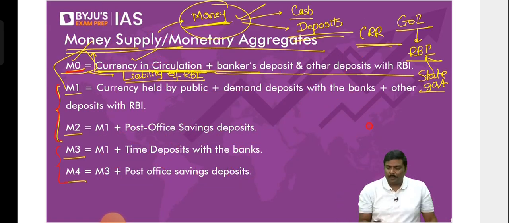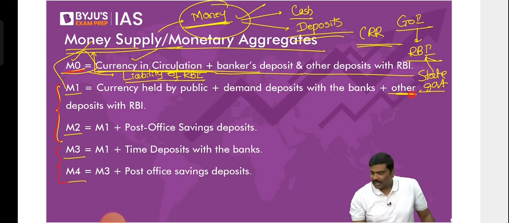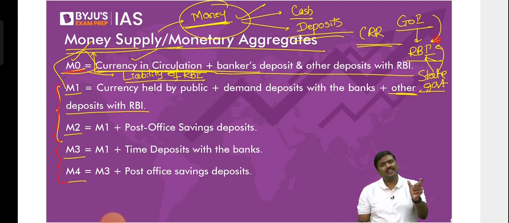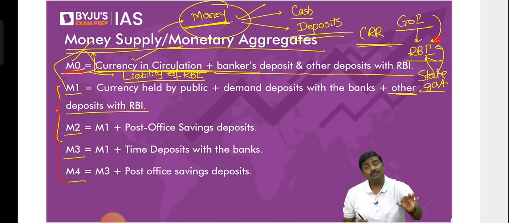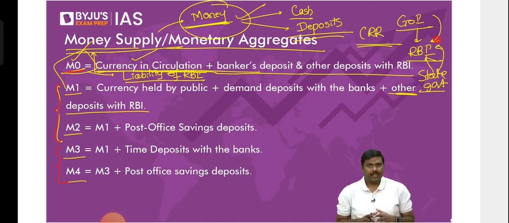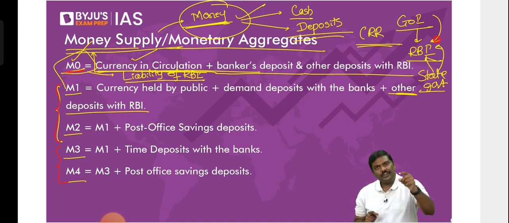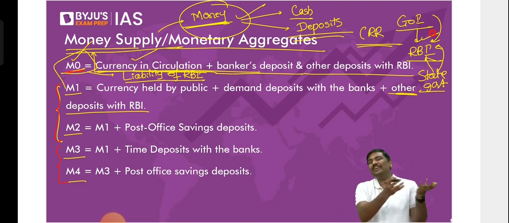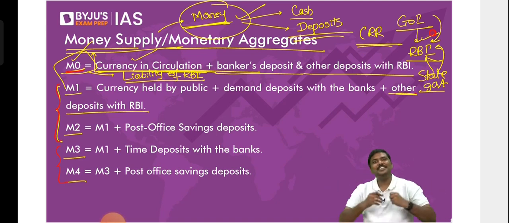But have a look at this, there is one more component here, other deposits with RBI. Let's say the state government has kept money with RBI, the government of India has kept money with RBI, we generally count that also. Many of the books have not written it, but RBI writes it. I've taken all of this from the RBI document only. What is the argument of RBI? RBI simply says that if the government of India wants to withdraw money, they can simply withdraw it at any point of time. It is similar to a demand deposit only. So does it have high liquidity? Of course, yes.